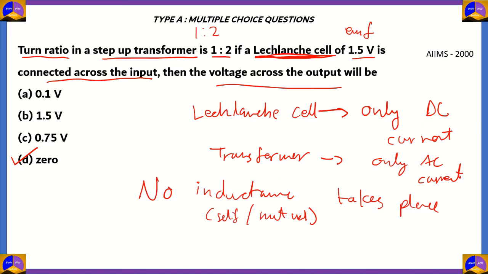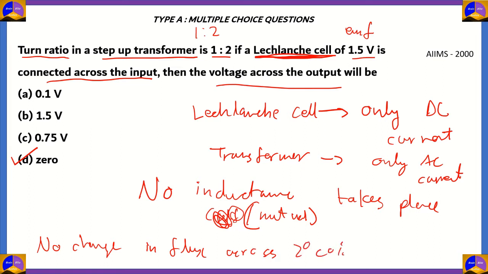So therefore, there is no change in flux across the secondary coil. So therefore, no induced EMF. So there is no voltage across the output. And that's why option D is 0.